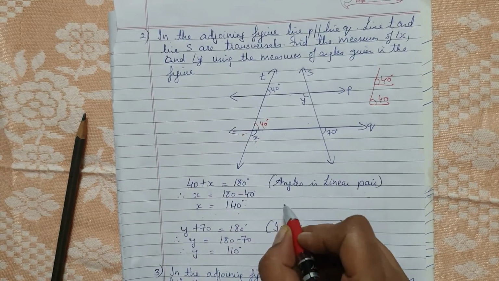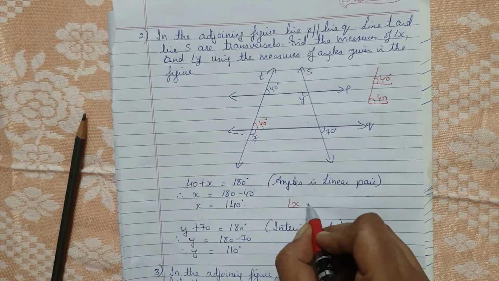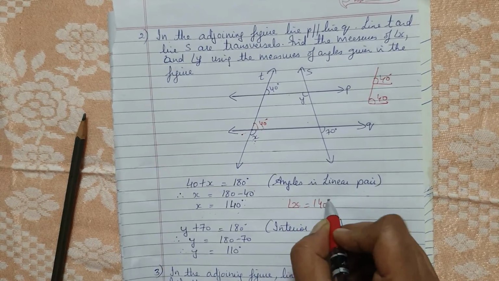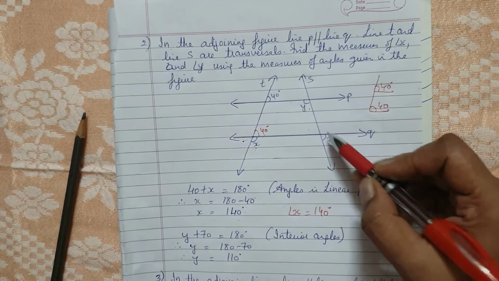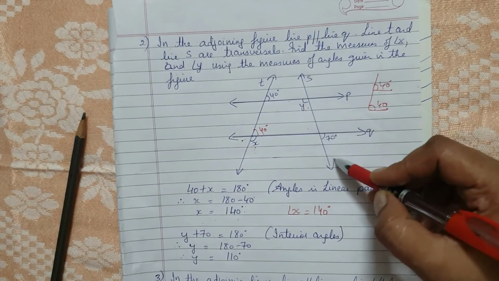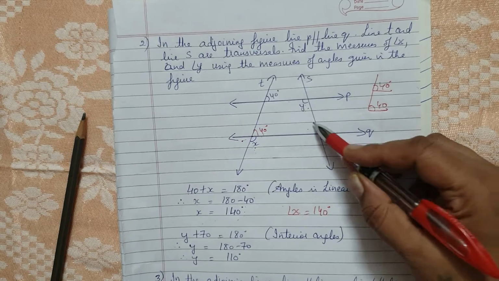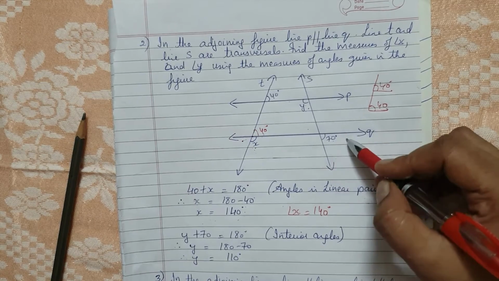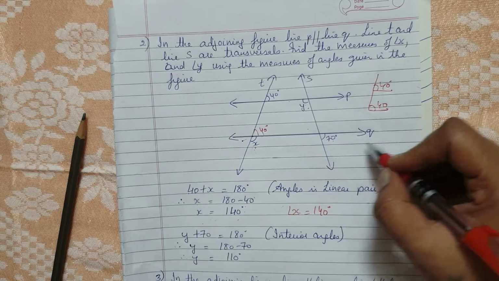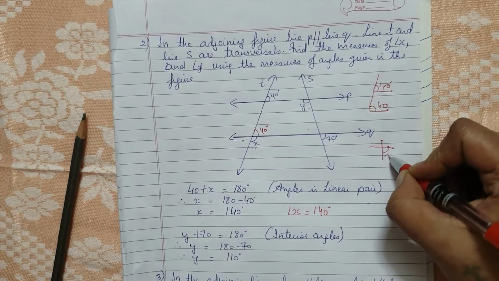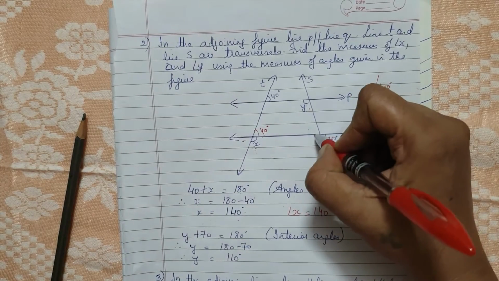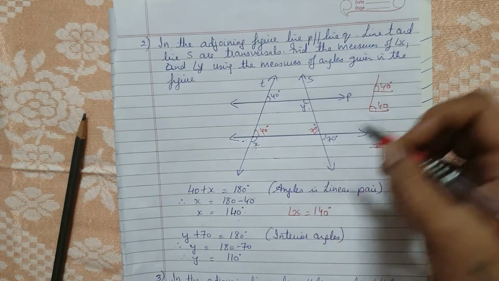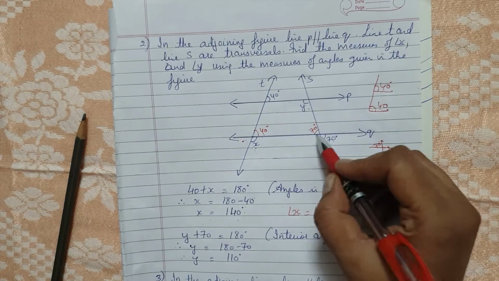So we have to write angle x is equal to 140 degrees. Now let's find the measure of angle y. What I have told you, this is y. So what is this? This is 70 degrees. Which is vertically over here? Vertical means like this. If this is 70, then even this will be 70, opposite angles. So even this is 70 degrees because they are vertically opposite angles.